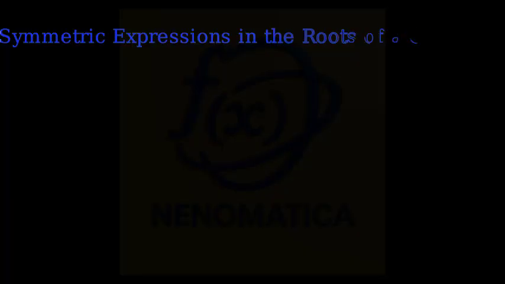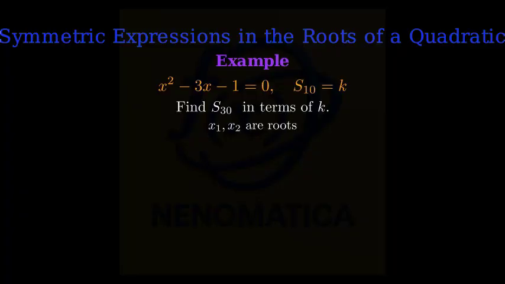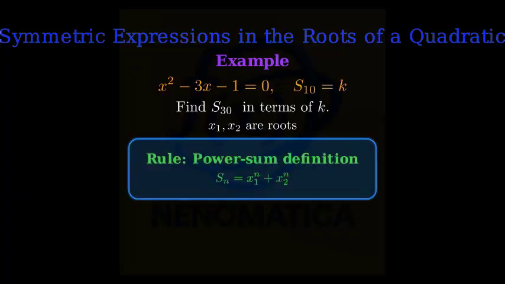In this example, we will express S30 in terms of k using symmetric expressions in the roots of a quadratic. The quadratic is x squared minus 3x minus 1 equals 0, and we are told S10 equals k. Our goal is to find S30 in terms of k step by step. Let the roots of the quadratic be x sub 1 and x sub 2. By definition, S sub n equals x sub 1 to the n plus x sub 2 to the n. From Vieta's formulas, x sub 1 plus x sub 2 equals 3, and the product x sub 1 times x sub 2 equals negative 1.